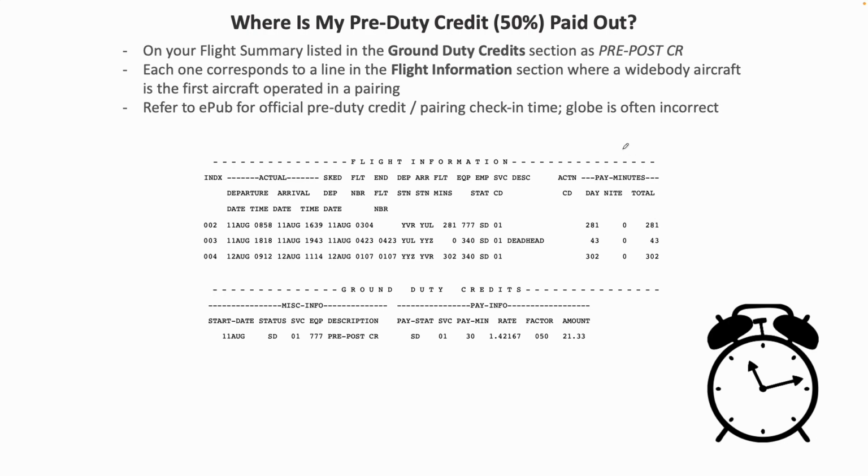Where is your pre-duty credit paid out? This is yet again found in ground duty credits. On your flight summary, it is listed as pre-post CR, that is pre-post credit. This will be paid to you when you show up more than an hour early as required for check-in time for a wide-body aircraft. You can look at EPUB for any official pre-duty credit or pairing check-in times. Globe is often incorrect, so you shouldn't rely on it.